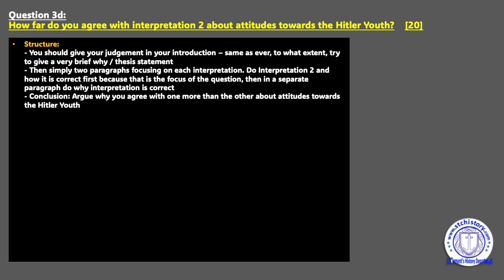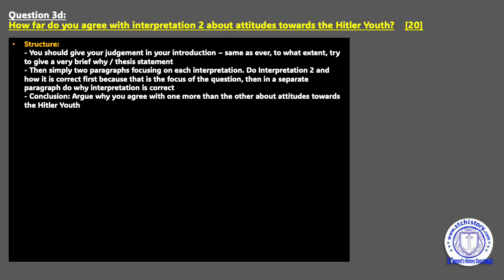The thing we want to consider here is the structure. You've got to give your judgment in an introduction, as always with the big essays. If you're being asked how far do you agree, you need to tell them how far you agree, to a larger extent or to a lesser extent. It's the same as ever. This should be happening every single time now, and it mostly is, so well done for that. But some of you are still not quite giving that judgment in the opening sentence.